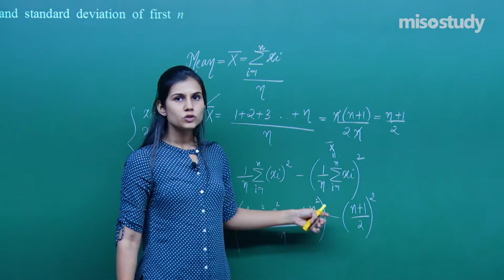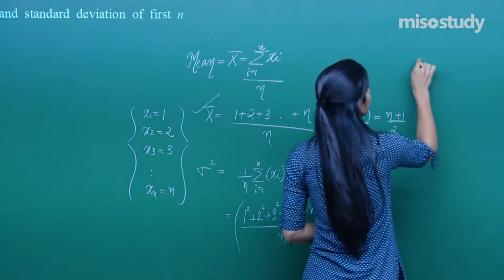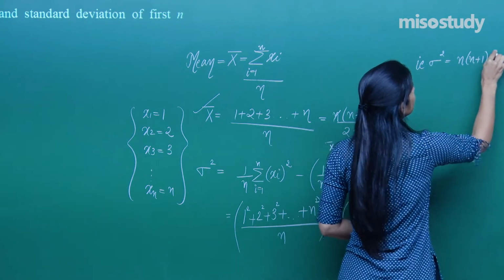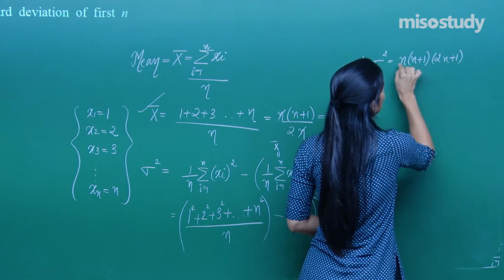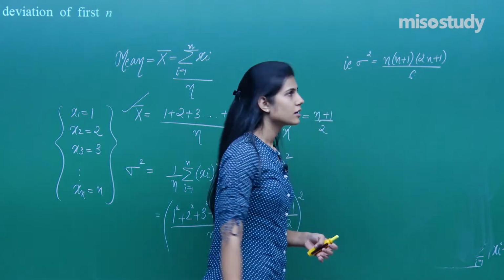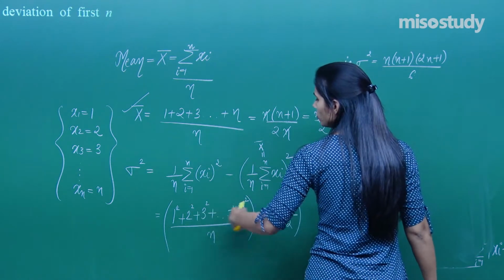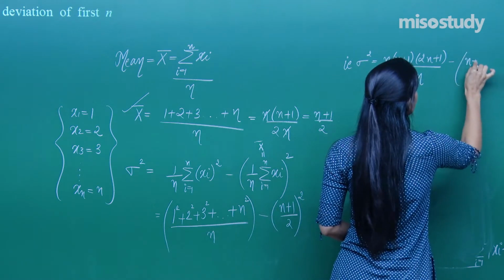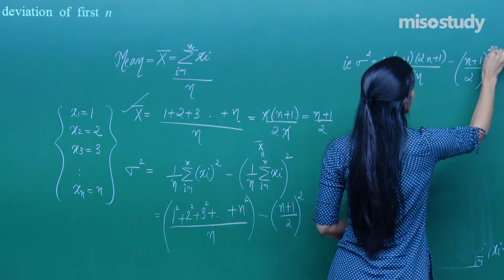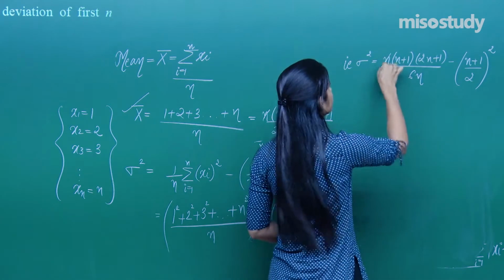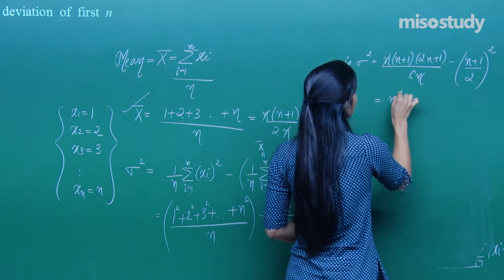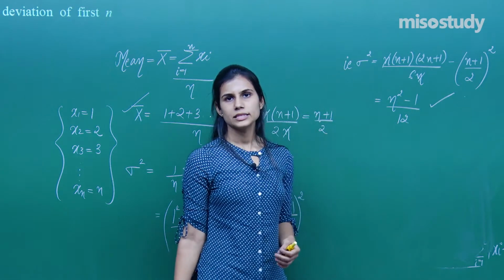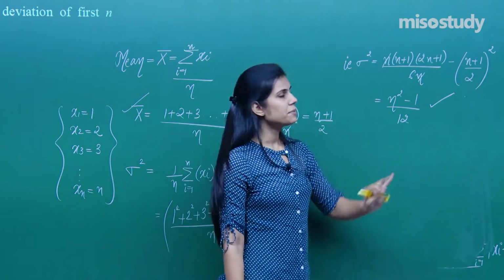I know that the sum of squares of first n natural numbers is given by n(n plus 1)(2n plus 1) by 6. This is my numerator's expression, whole divided by n, minus (n plus 1) by 2 whole square. This cancels out. You have (n square minus 1) by 12 as your answer. Is it clear? You have (n square minus 1) by 12 as your answer.